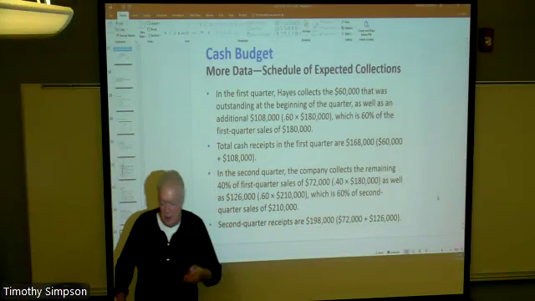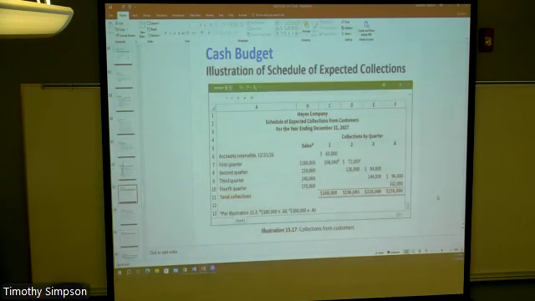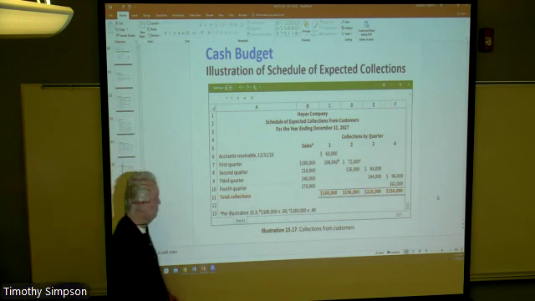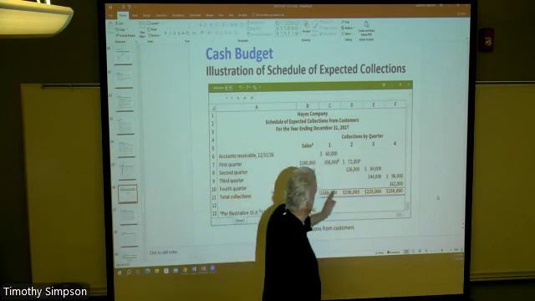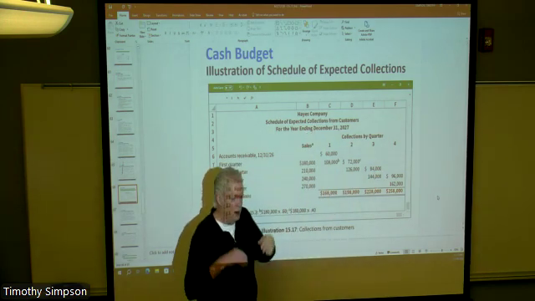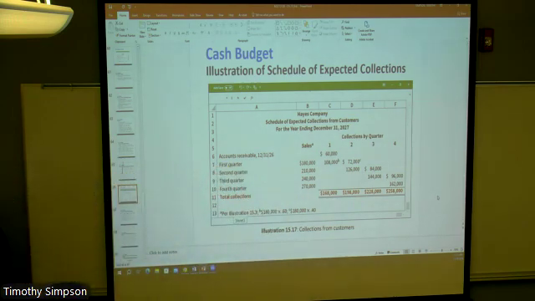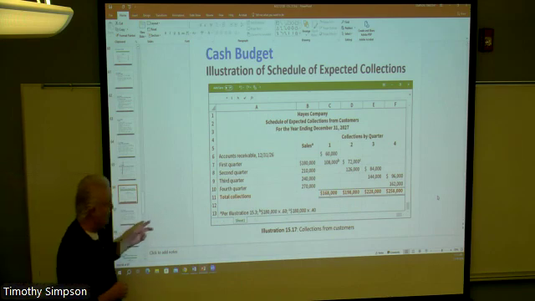Okay, and that lets us then build the receipts part of the cash budget. So these are the quarters. These are the inflows. This is just collection. This is just the top portion of the cash budget, money coming in. Okay, inflows. And so what we have here, we had 60,000 left over.